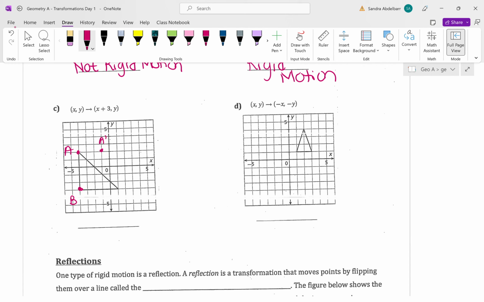Going to take the point B, shift it 3 units to the right. 1, 2, 3, and then keep the y the same. So there's my B prime. And then lastly, take my C and shift it 3 units to the right. 1, 2, 3, and keep my y coordinate the same. So I'm going from A prime to B prime to C prime. I went a little bit too high here.